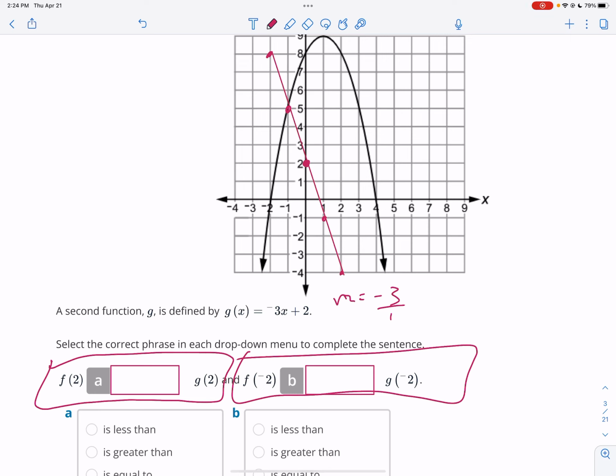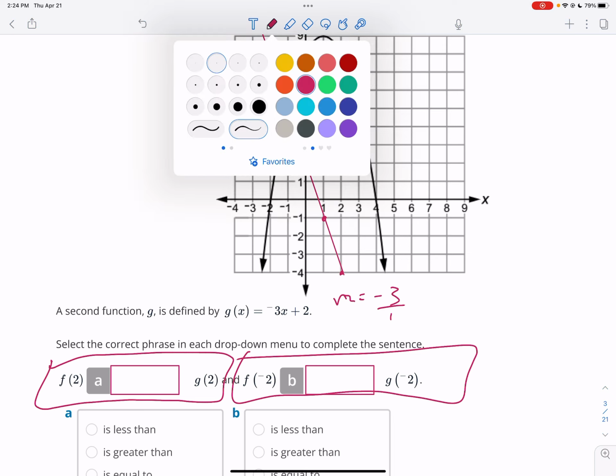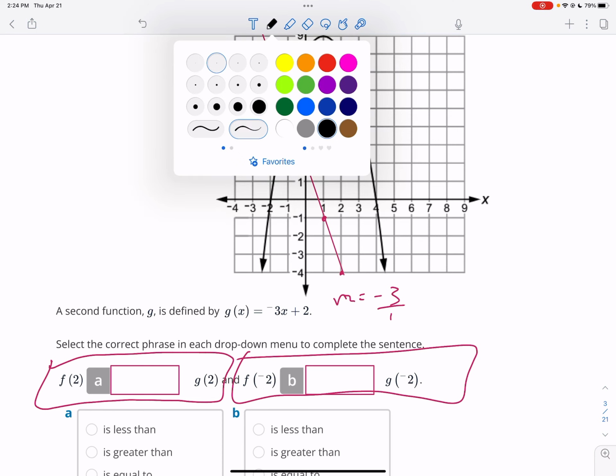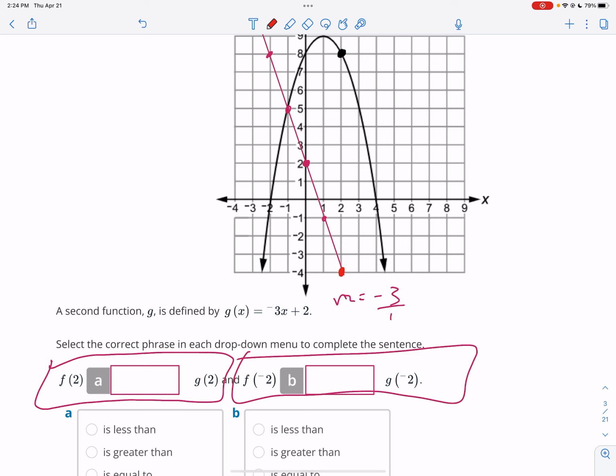Now you could graph it and literally just look at it and analyze it from the graph. So f of 2, remember the f function is in black. So f of 2 is right there. Notice that is far above our g of 2. Our g of 2 is down right here. That's far above in the y direction. So in this case, f of 2 is for sure greater than g of 2. That's one way to get your answer.